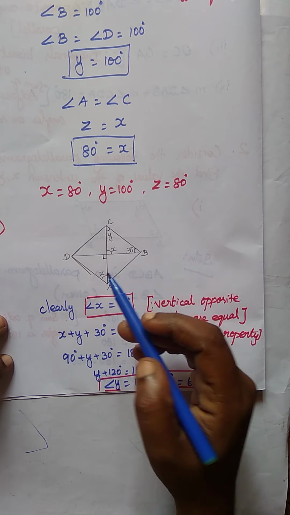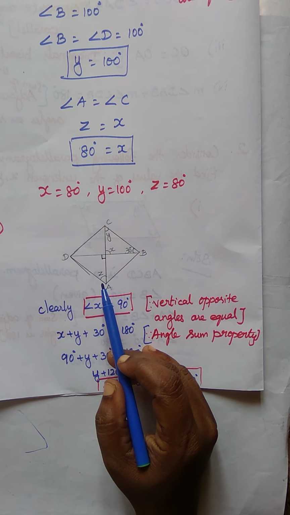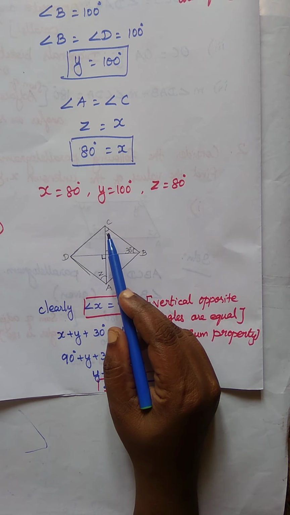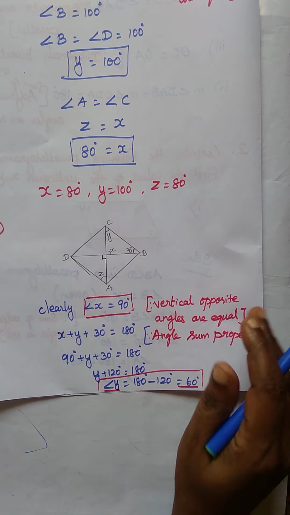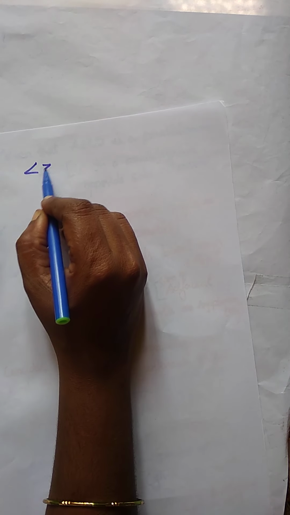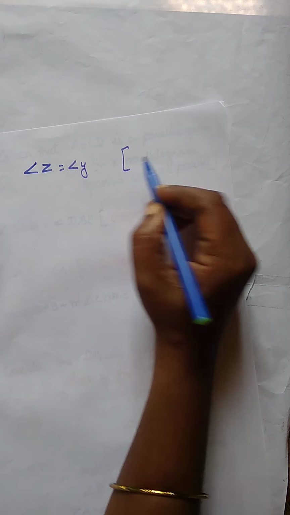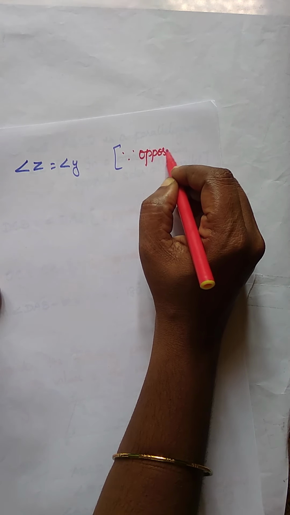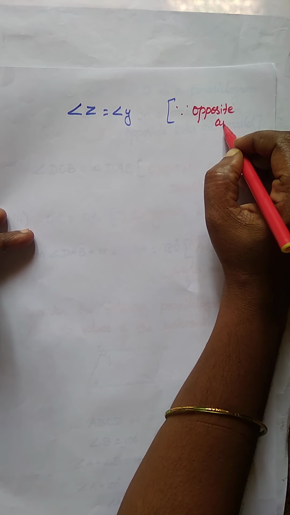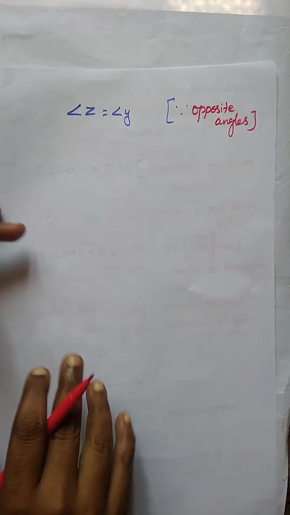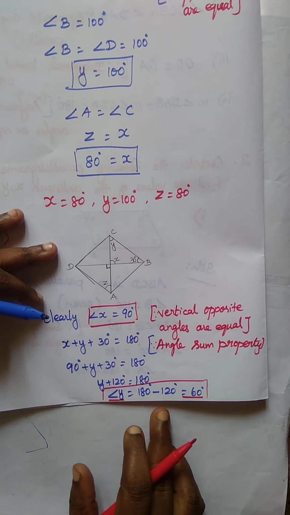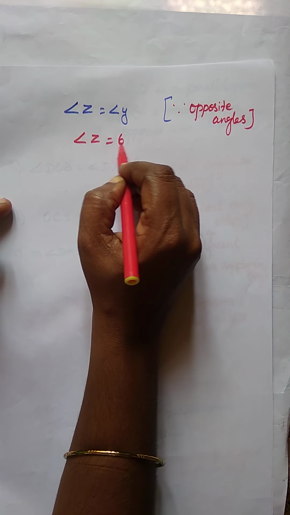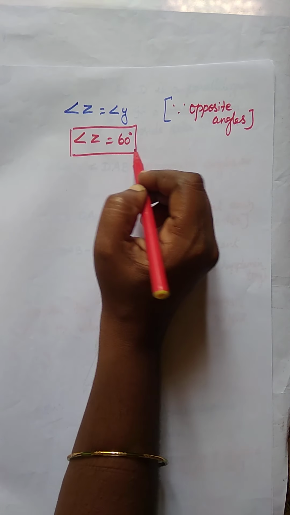Angle X is 90 degrees, then angle Y is 60 degrees. Next we are going to find angle Z. Z is equal to angle Y because opposite angles are equal. Z and Y are opposite angles, so angle Z is equal to angle Y. We already found angle Y is equal to 60 degrees, so angle Z is also equal to 60 degrees.